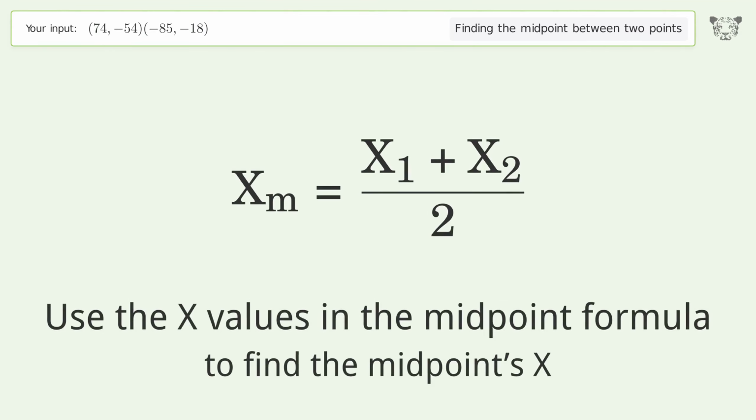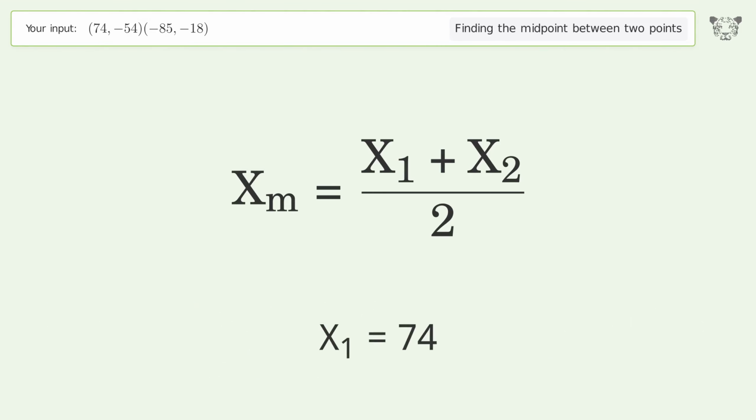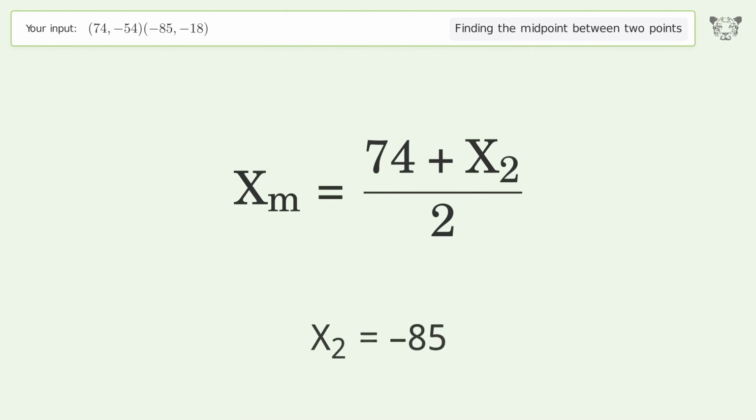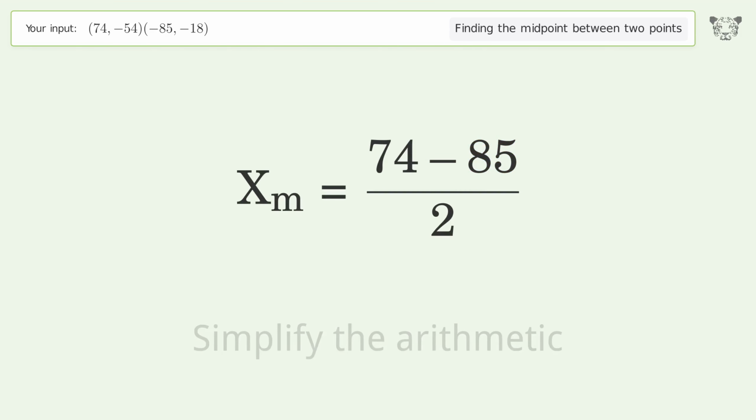Use the x values in the midpoint formula to find the midpoint's x. x1 equals 74. x2 equals -85. Simplify the arithmetic.